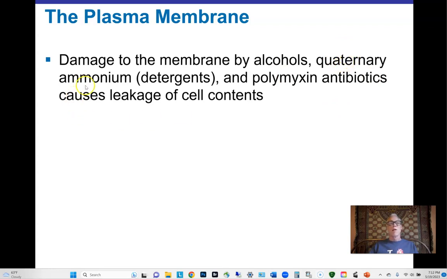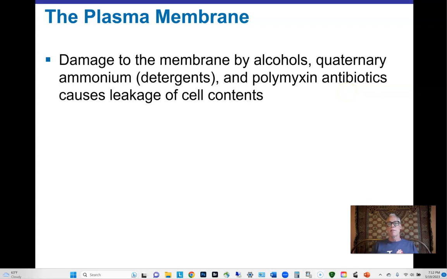Quaternary ammonium compounds are a type of detergent that also is very good at destroying the plasma membrane. And for example, surgeons, before they go in to do a surgery, scrub their hands extensively with quaternary ammonium compounds to get rid of living microorganisms on their skin. And then, of course, they glove up in addition to that. Polymyxin antibiotics are peptide antibiotics.